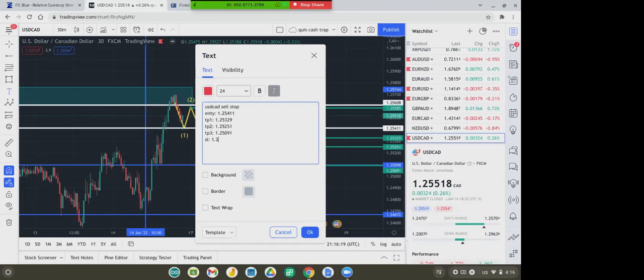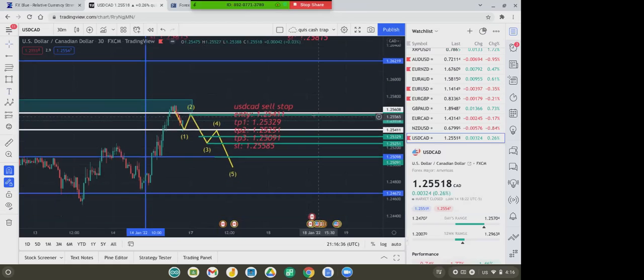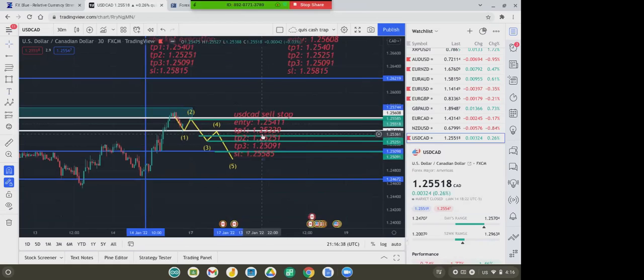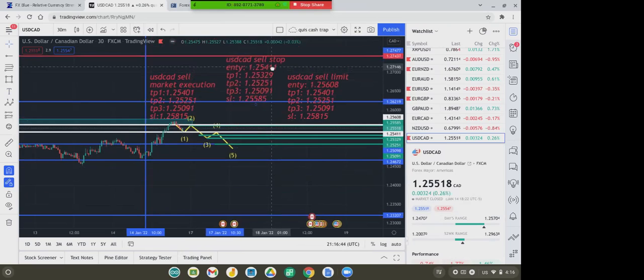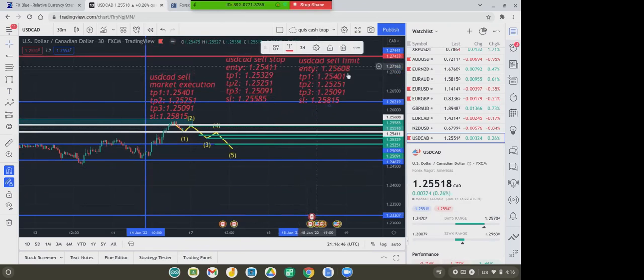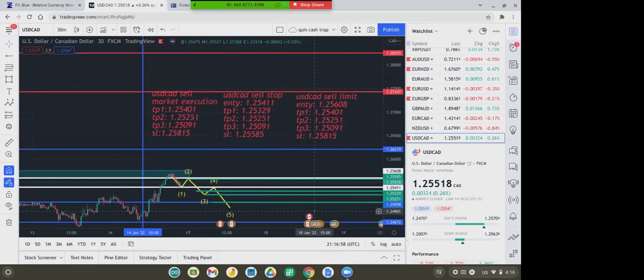All right, stop loss be different. It's 1.25585, and the reason I changed the stop loss because you don't want your stop loss that far and lose all that money, right? And just in case you try to reverse or something. So we're gonna set the stop loss nice and tight, and that's how I will write my signals out. Boom, as y'all see, all of them market execution, sell stop, sell limit, all three of them y'all can see, right? And boom, that's how I send that out, right?